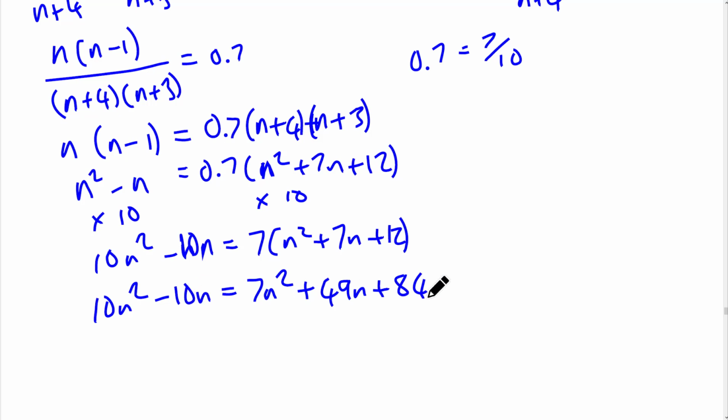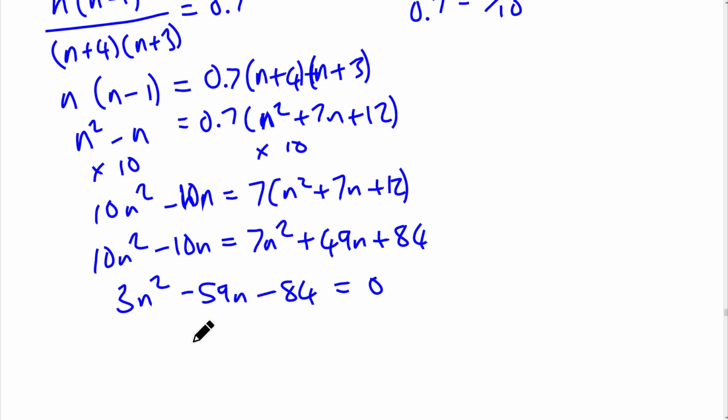Now we want to solve this, so it's a quadratic. Let's set it to 0. So let's move everything over. I want to minus 7n squared on both sides to get 3n squared, minus the 49n, so we're going to get minus 59n, and minus the 84 equals 0. Now I don't think we can simplify that anymore.